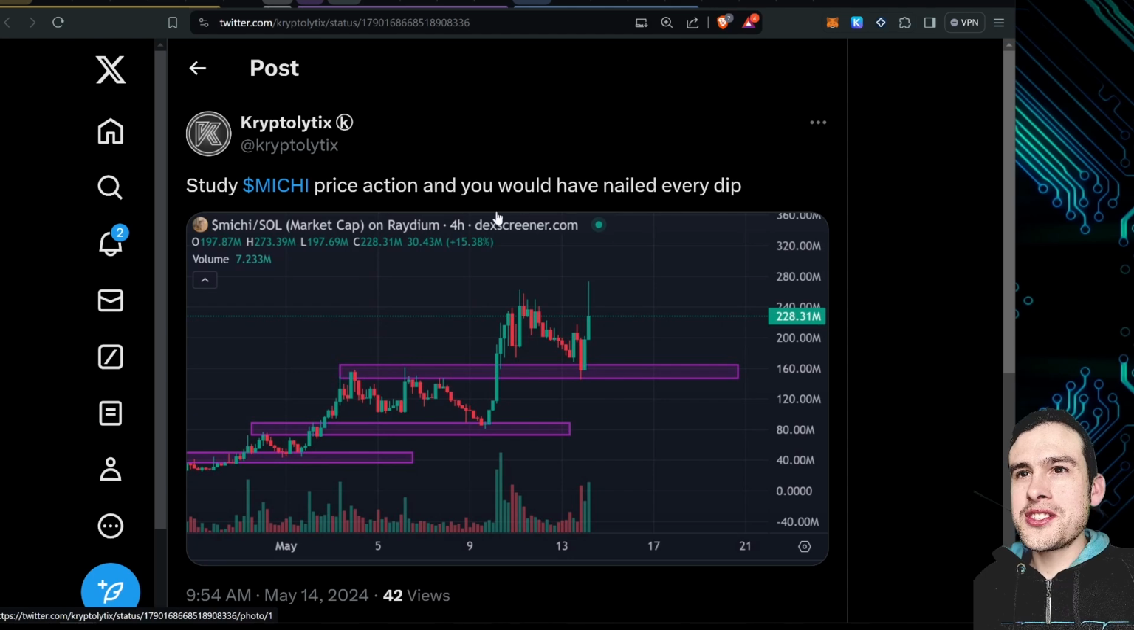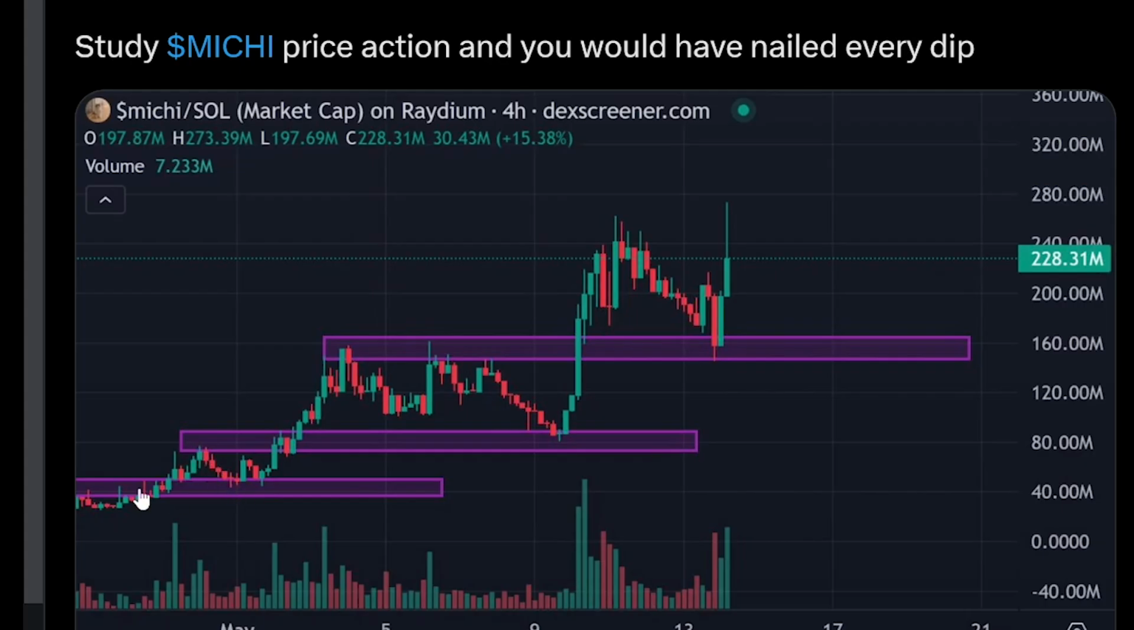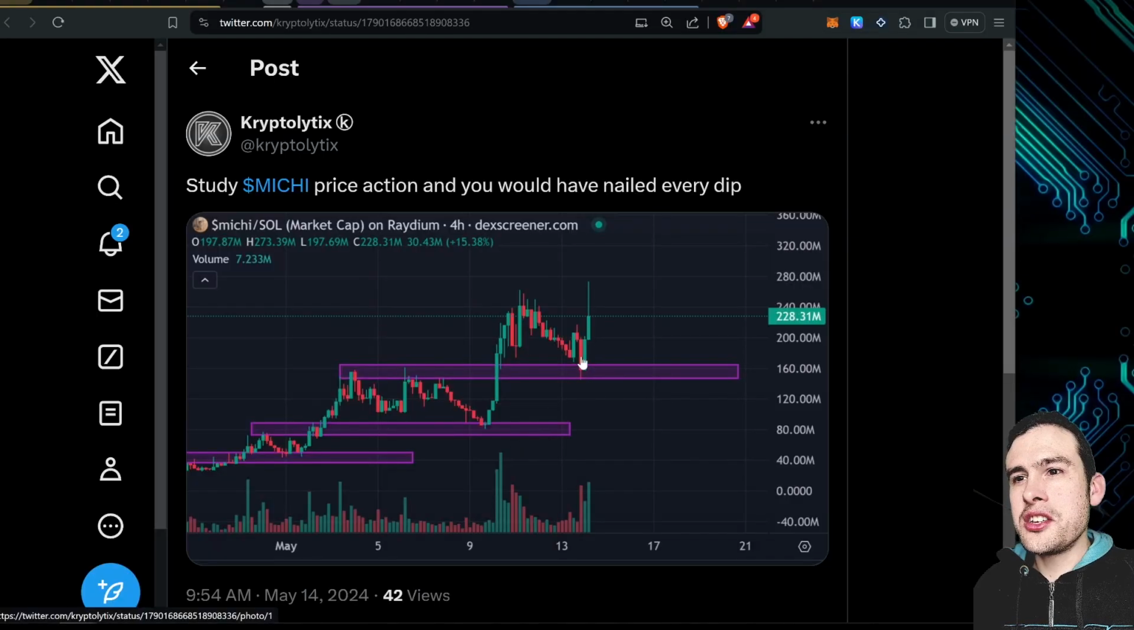What I see in this post though is study price action and you would have nailed every dip on Michi. Look, it just does the same thing every time. I mean, the mold will be broken eventually, but we get a break of structure, we make a new high, we come down to test the previous high, and then we move up, and then we start to come down or range sideways, and then we test the previous high, and then we move up. So this is a dip you would have nailed, and this is a dip you would have nailed, and this is a dip you would have nailed.